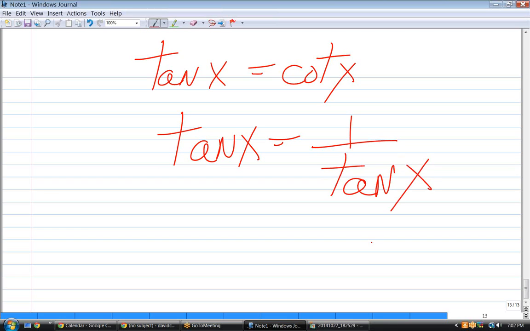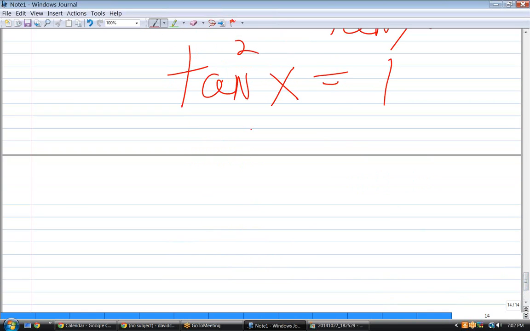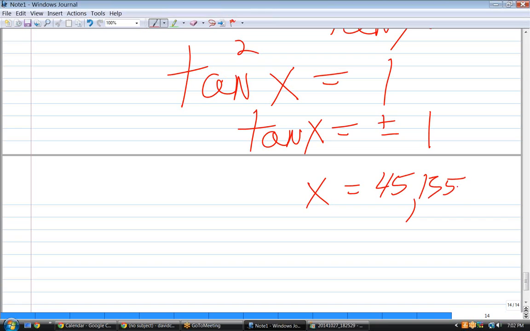Now what? Should we move that over to the left side? Multiply both sides by tan x, and you got tan squared x equals 1. Take the square root of both sides, and you got tan x equals plus or minus 1. That occurs at 45 degrees, 135 degrees, 225, and 315. Once you can get it in one trig function, it becomes real easy to solve it. So that's always the key.